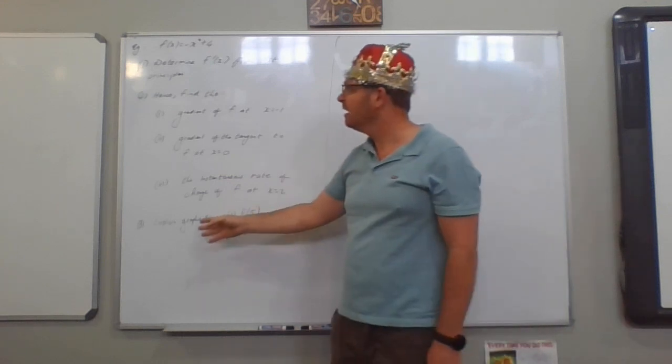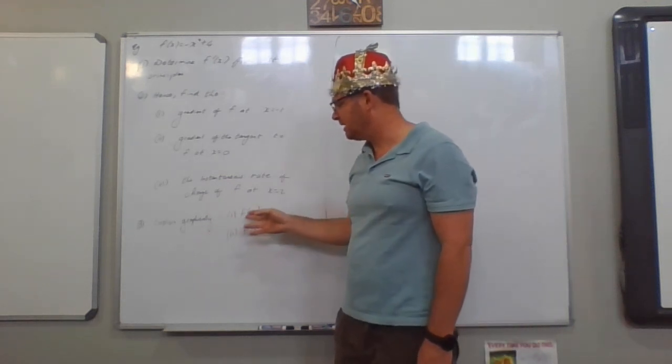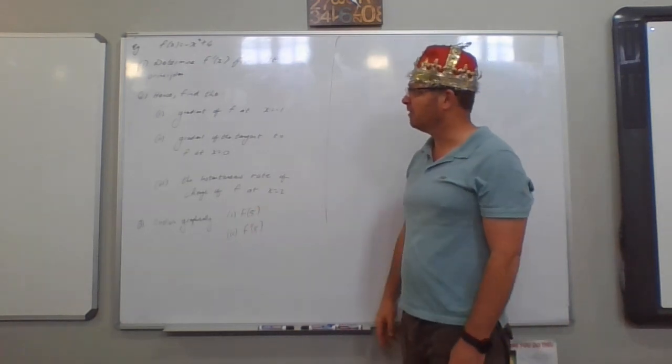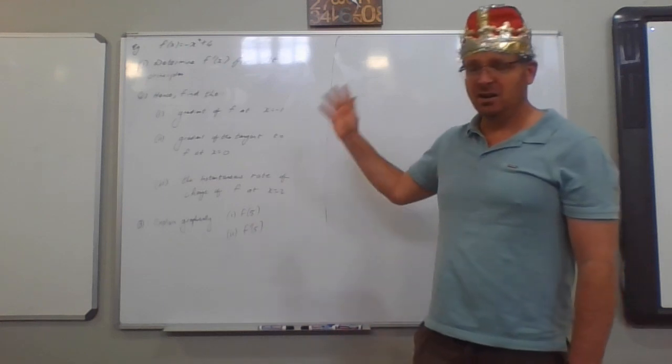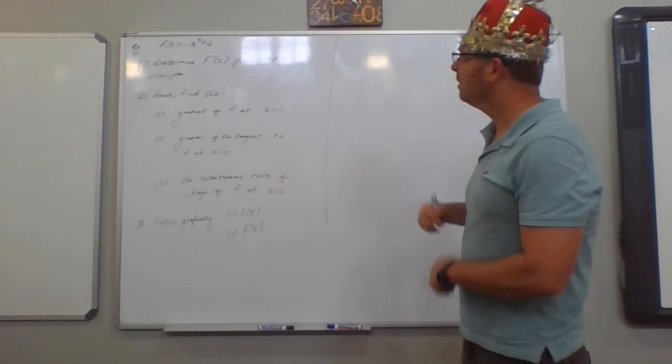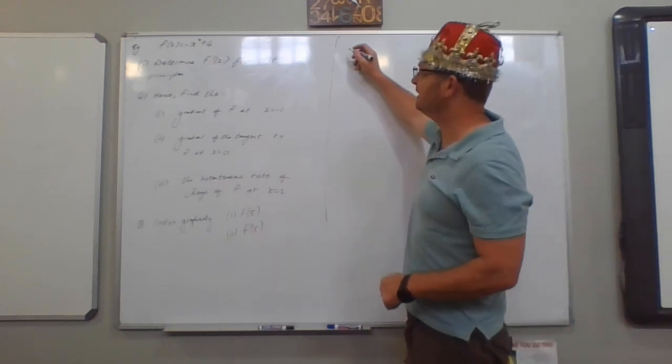Third question, explain graphically what f of 5 means and what f dash of 5 means in terms of graphs. Right, okay, give that a go. Okay, so hopefully you've tried that and here are the solutions.